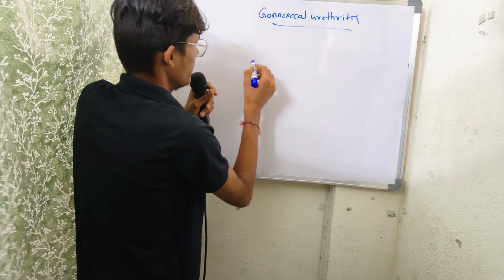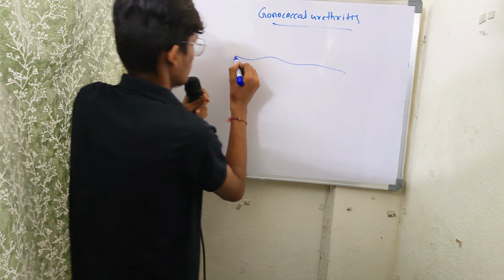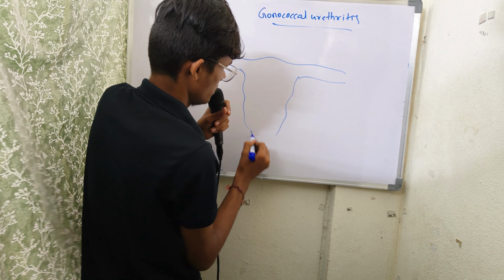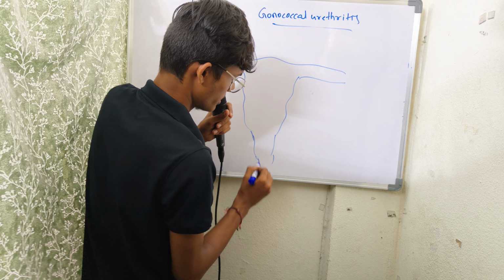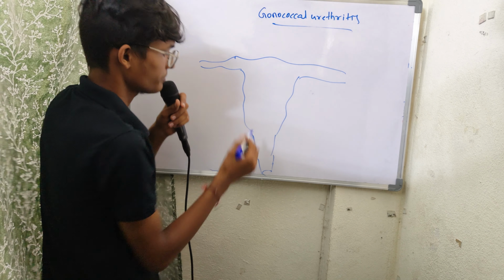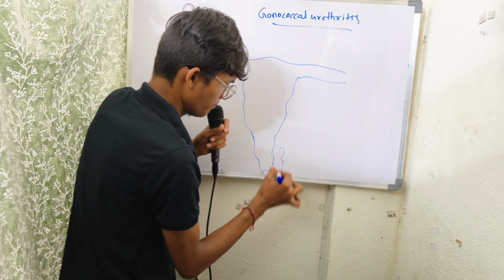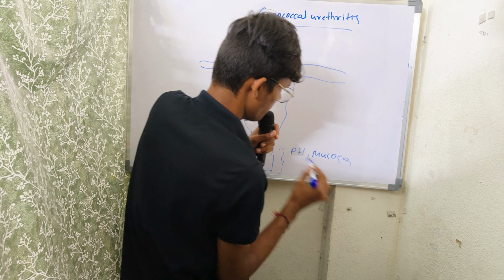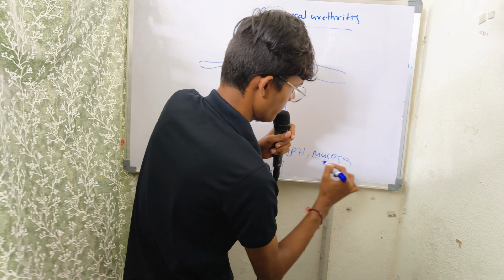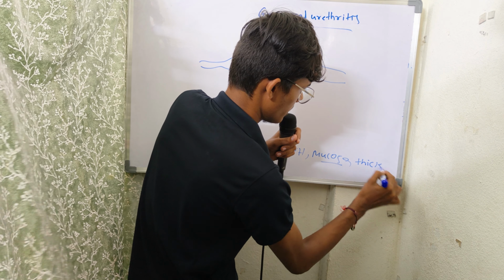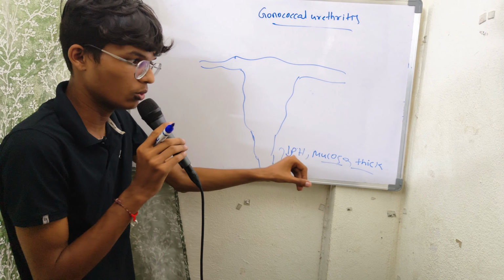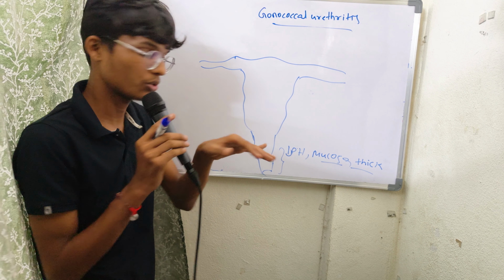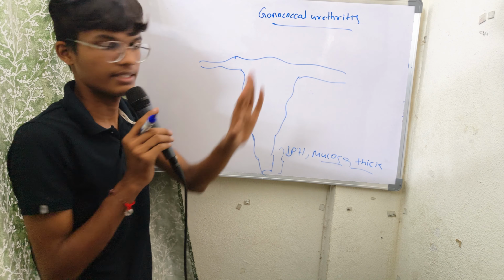See, in the females, this is the uterus, and here is the cervix, and this is the vaginal orifice, vaginal opening. See, the vaginal pH is low and the mucosa is thick, right? So due to low pH and thick mucosa, the females are less prone to get affected by the Neisseria gonorrhoeae.